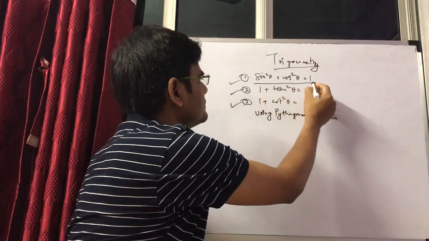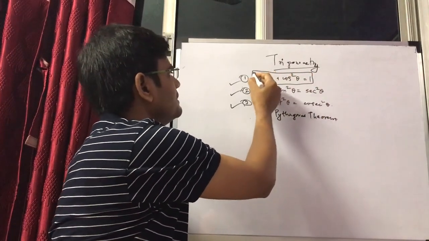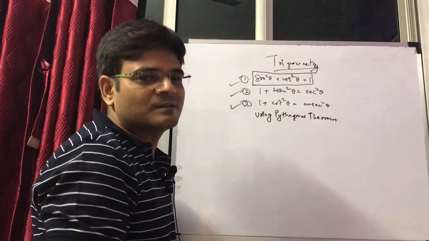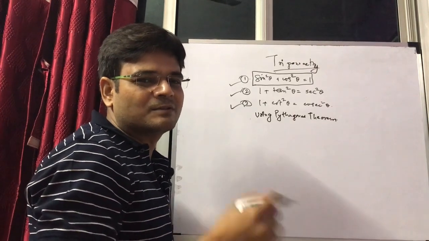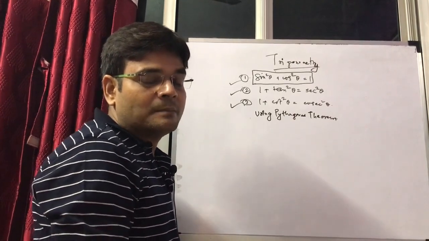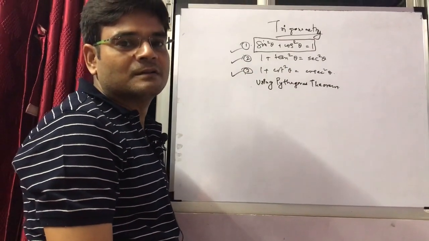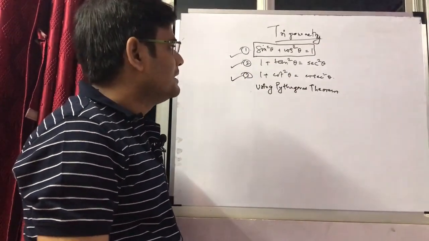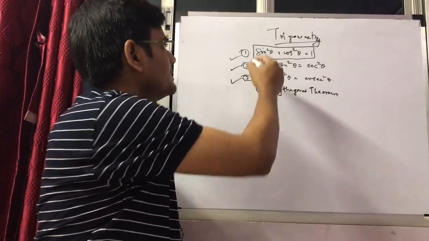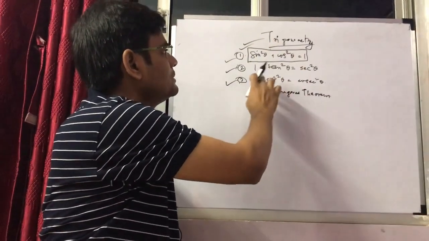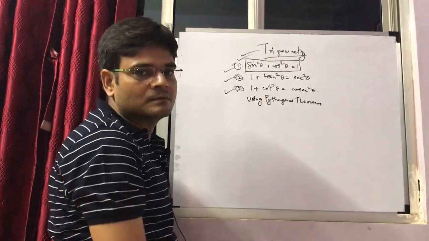It is the easiest one, you know. Many students memorize this: sin square theta plus cos square theta equal to 1. Anyone can memorize this, but when it comes down to the second formula, they get confused. So let's say you remember this formula. How do you derive the other two?